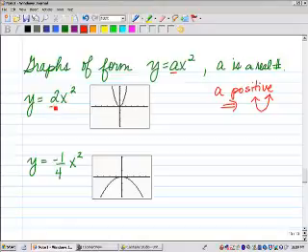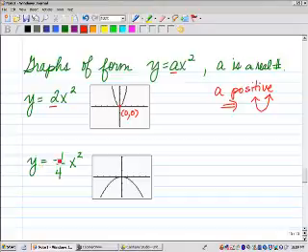Now, what is our vertex? Notice a doesn't change our vertex rules because the vertex is only dependent upon the values of h and k. H is the number that's added or subtracted to the x before we square. Well, there's not a number added or subtracted in there, so that's 0. The y value of the vertex was a number on the outside here. Well, there's not a number there other than 0, so it's still 0, 0.